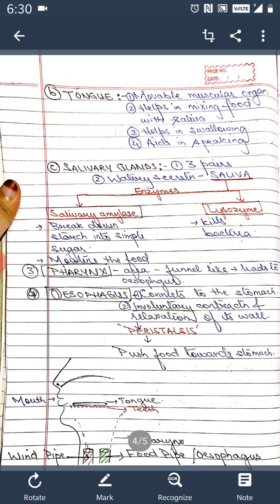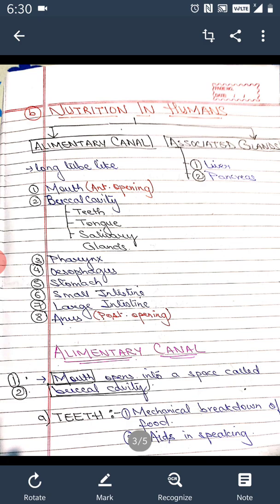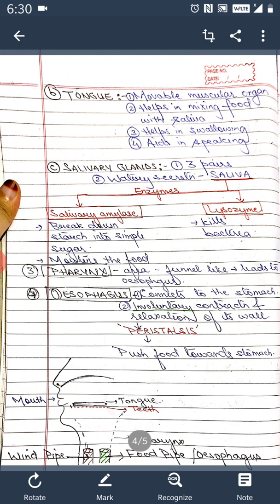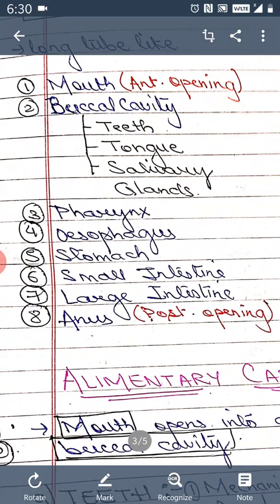Then the buccal cavity leads into the pharynx. The pharynx leads into the esophagus. In the esophagus, involuntary contraction and relaxation of its wall takes place, which are known as peristalsis or peristaltic movements. So we have done some part of the alimentary canal today. In the next video, we are going to discuss the stomach and small intestine.